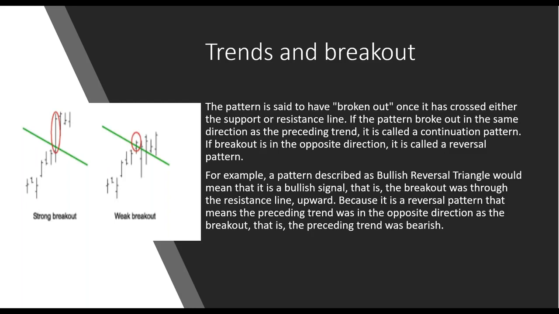For example, a pattern described as a bullish reversal triangle. Okay. Bullish reversal triangle would mean that it is a bullish signal. That is, the breakout was through the resistance line upward. Because it's a reversal pattern, that means that the preceding trend was in the opposite direction of the breakout, or that it had been a bearish trend.